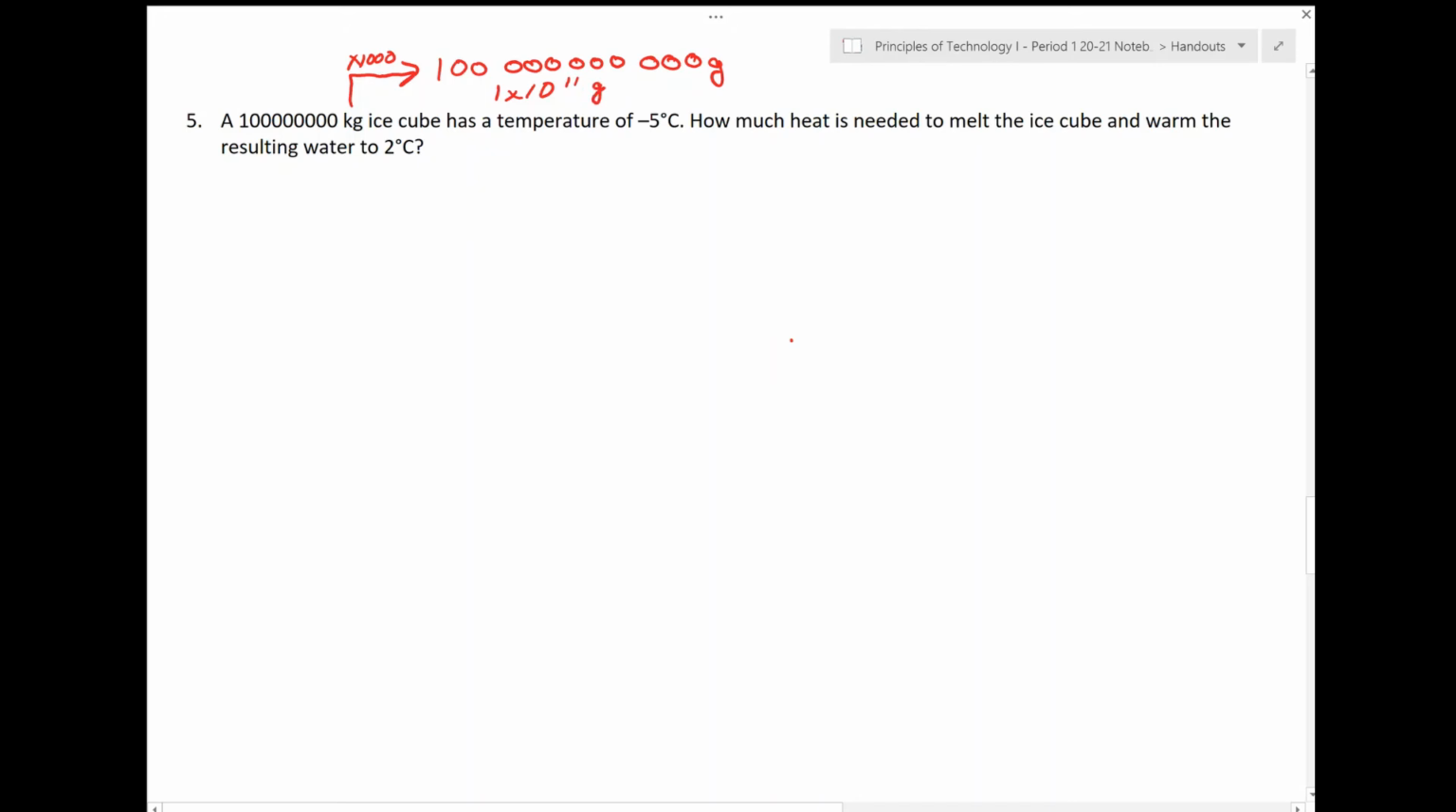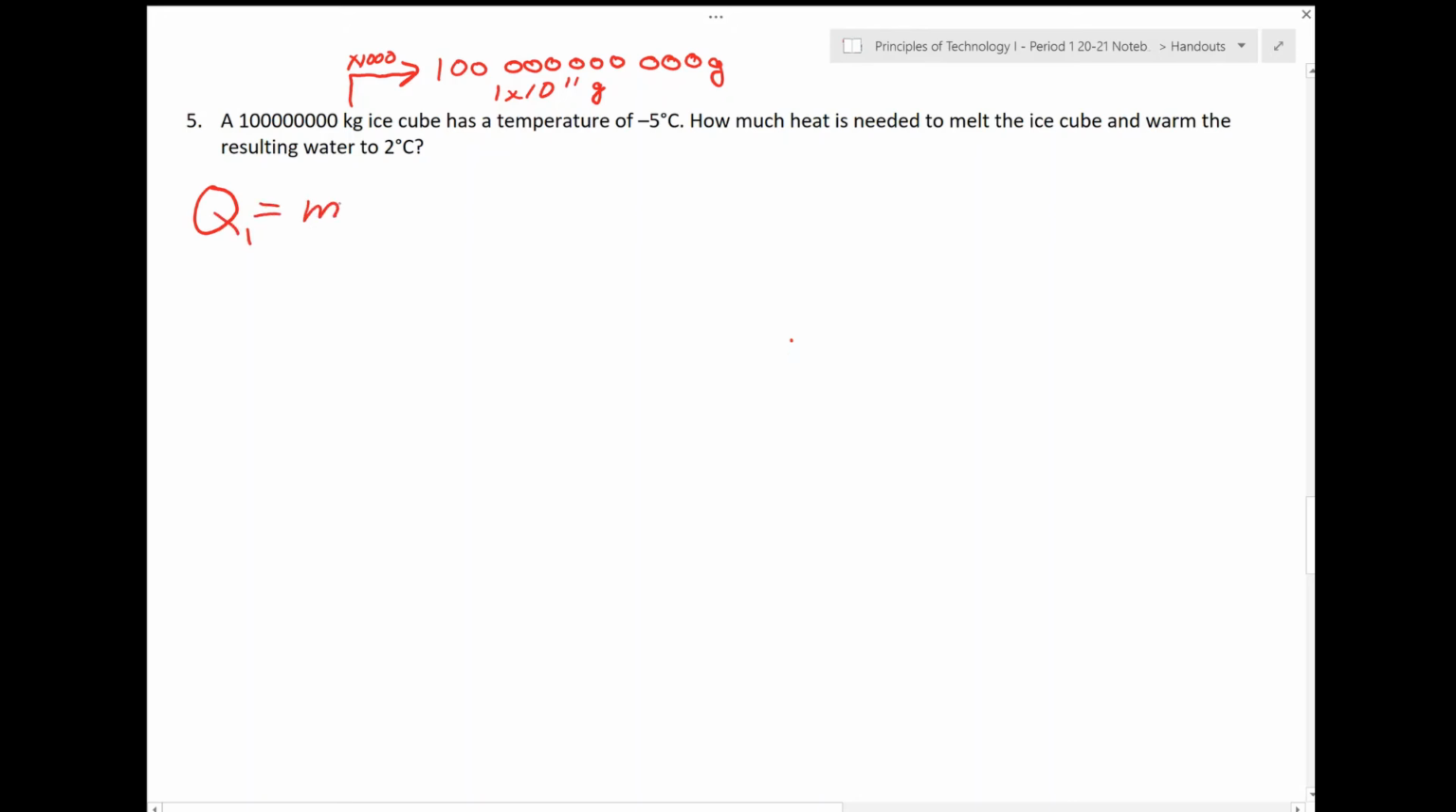This problem follows very closely with example 1.17 in the book. So the first thing that we are going to do is we are going to calculate how much heat is necessary to raise the temperature of the ice from negative 5 degrees Celsius to 0 degrees Celsius. So we'll call this Q1.